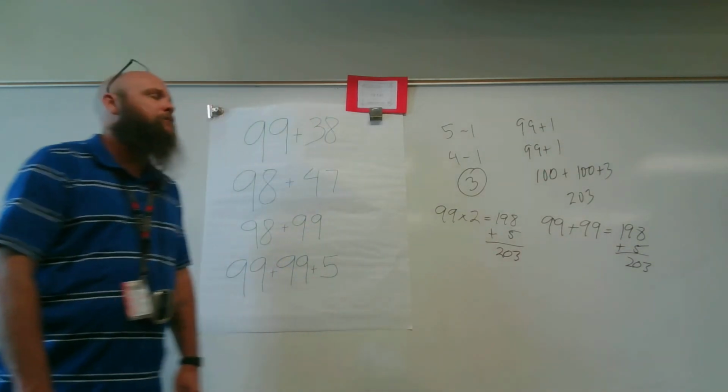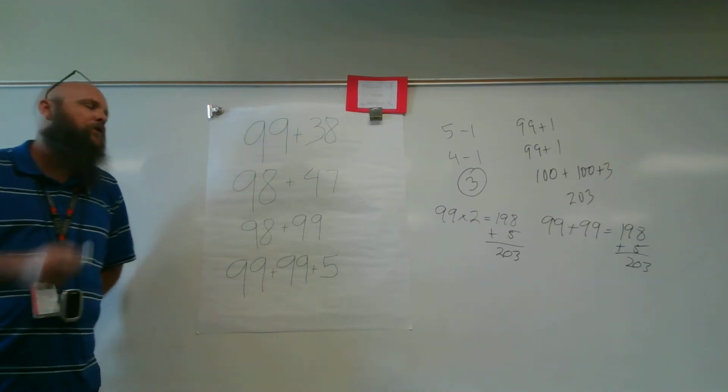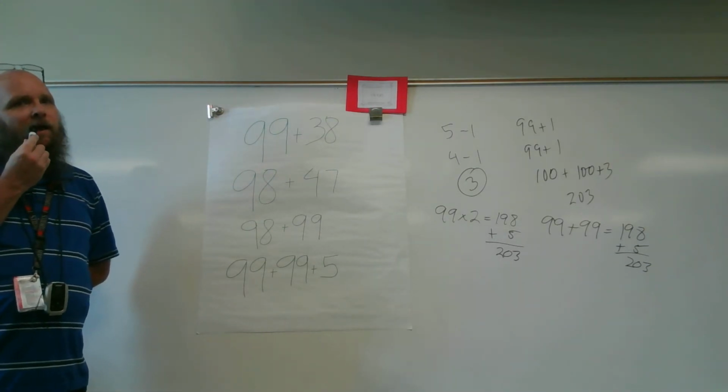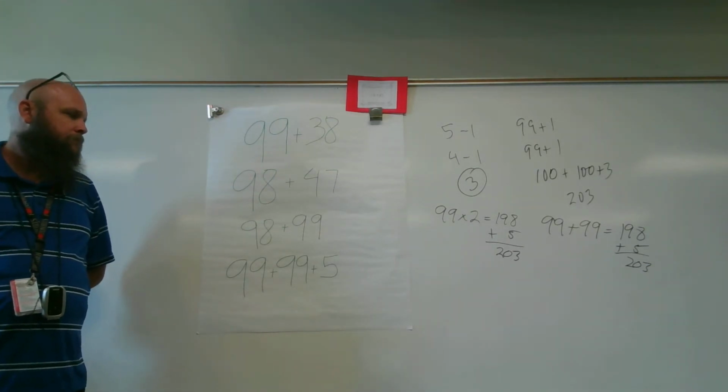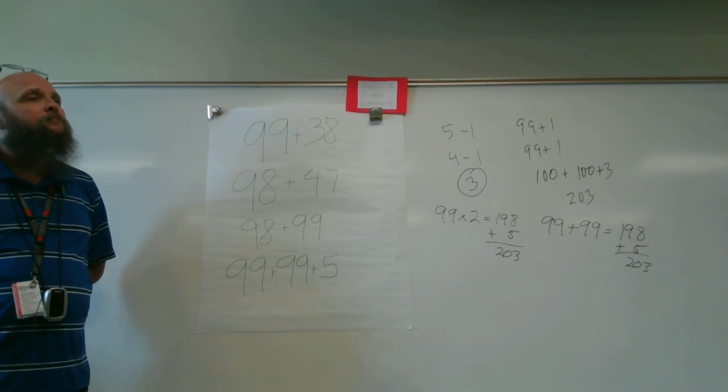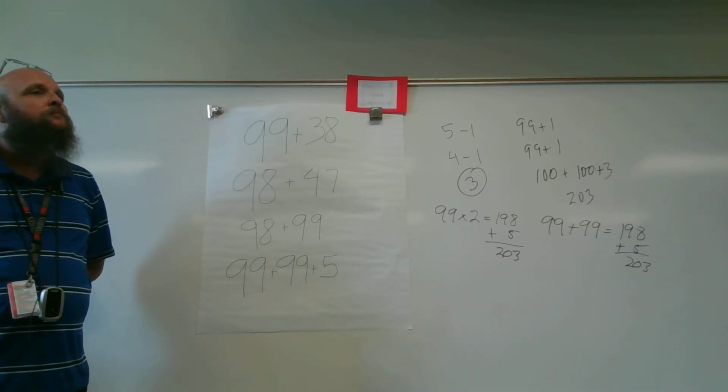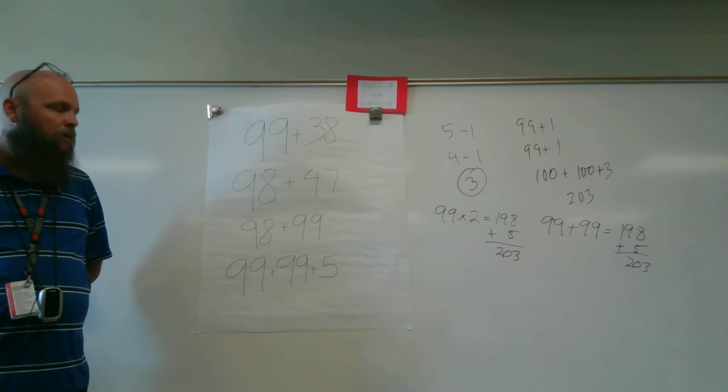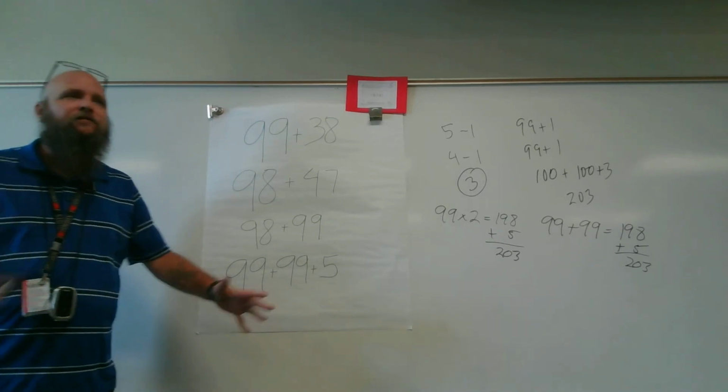Mia, what'd you get? Oh, cool. Tell me what you did. Okay, so I did 99 plus 5, and 99 plus 5 is 104. Mm-hmm. And then 104 plus 99 is 283. Good. Good, good, good. So lots of ways to do this.